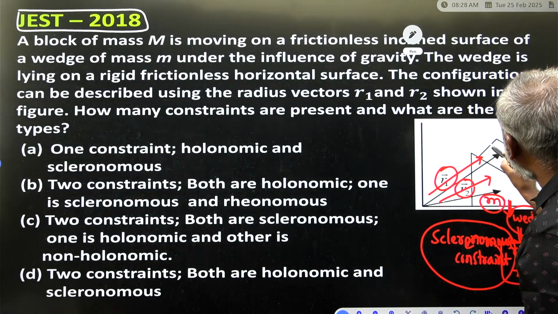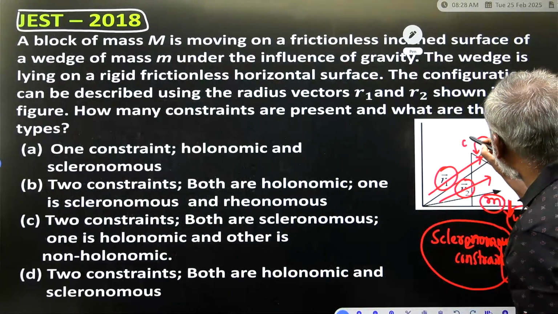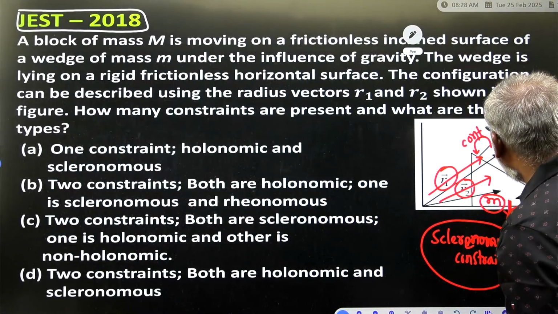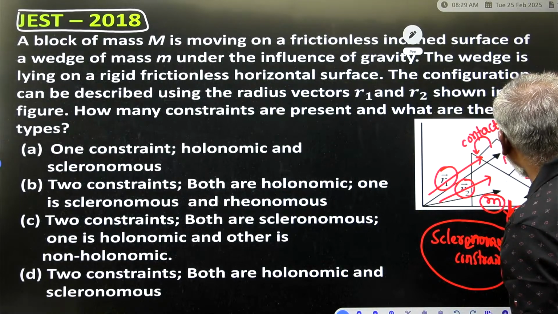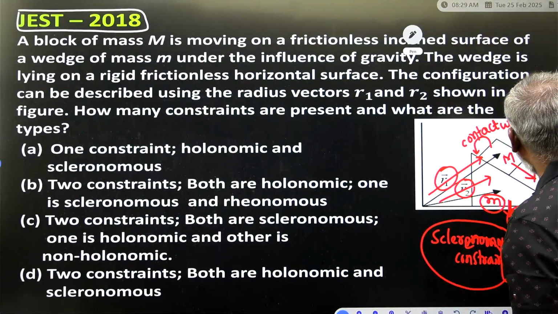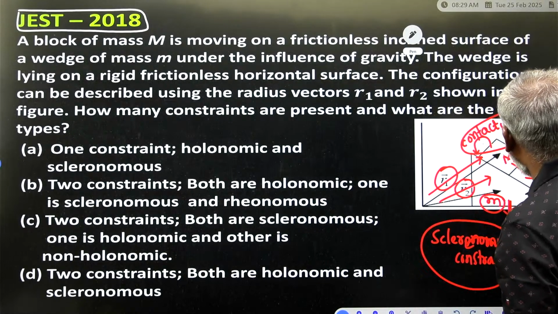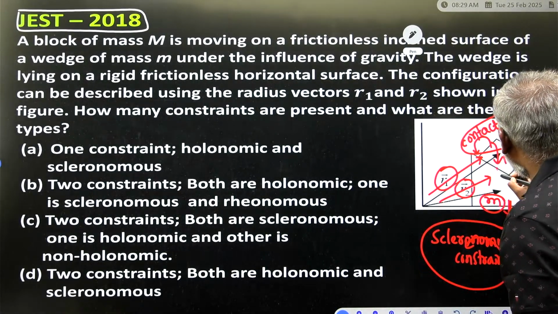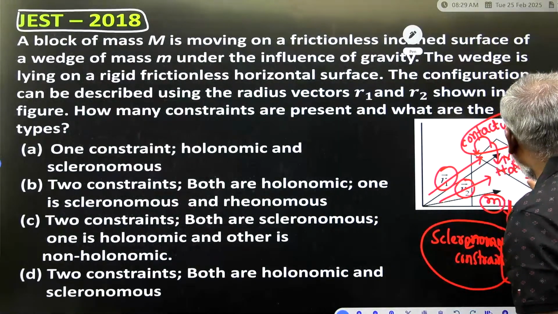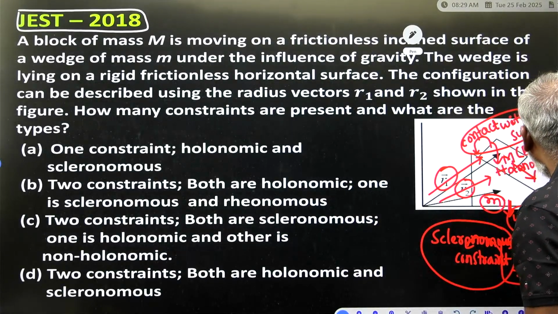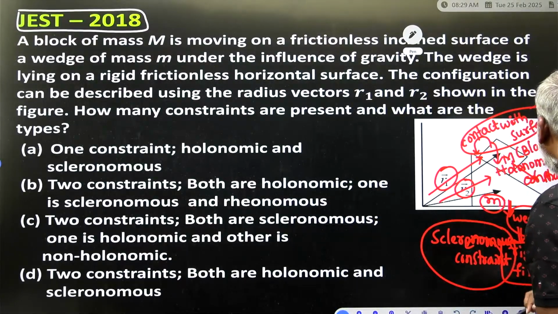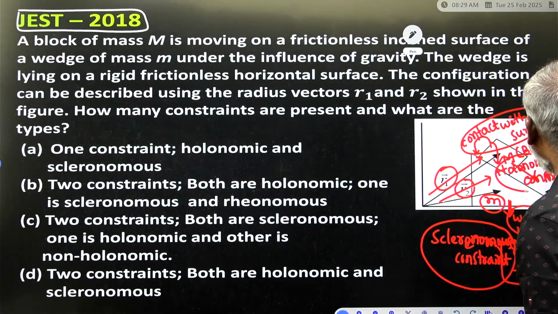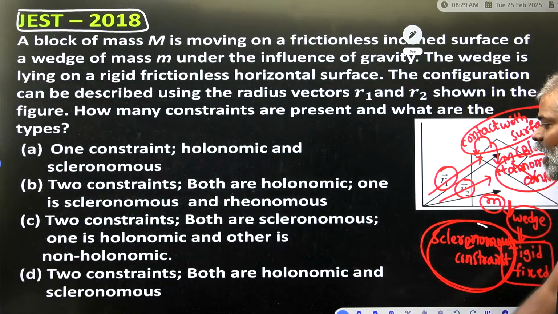Which one do we have to write here? So it is in contact with the surface. This block is in contact with the surface. If it is in contact with the surface, the number of degrees of freedom is reduced. That is going to become a holonomic constraint. So there are two varieties of constraints taking place here. One is the holonomic constraint. Another one is the scleronomic constraint.